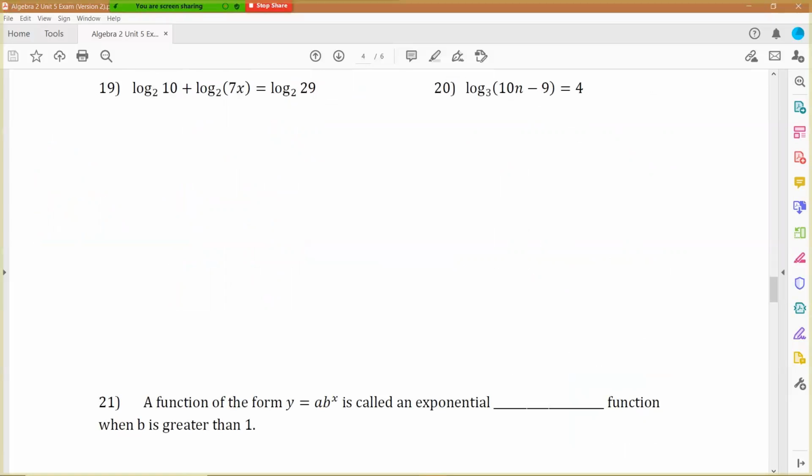Question 19 is very similar to question 18. You have 2 logs on the left, 1 log on the right. The first thing you want to do is condense the 2 that are on the same side together. In this case, the 2 logs are being added, which means when I combine them, I want to multiply the 10 times the 7x. 10 times 7x is just 70x. The right side doesn't change. But now I have 1 log on the left, 1 log on the right. I can cancel those logs out, including their bases.